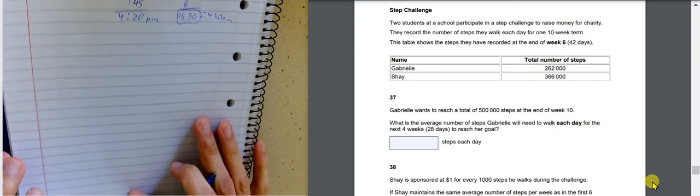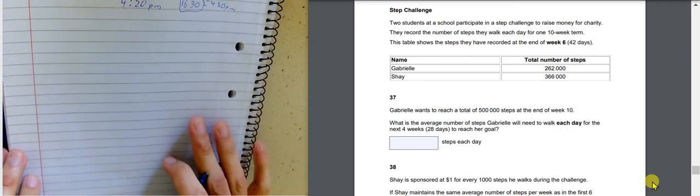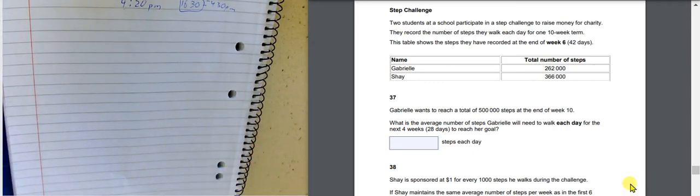Actually, I'll just use this page a bit. Two students at a school participate in a step challenge to raise money for charity. There are a recorded number of steps over one 10-week term. This is how much they did at the end of week 6. That's a lot of steps. Gabrielle wants to reach a total of 500,000 steps by the end of week 10.